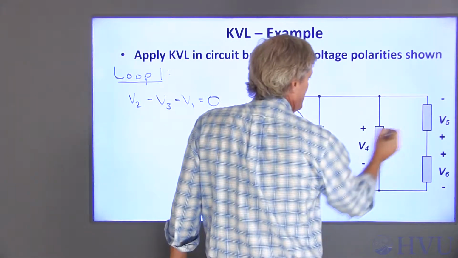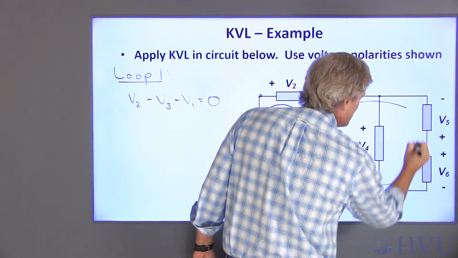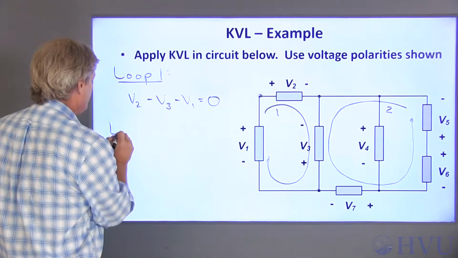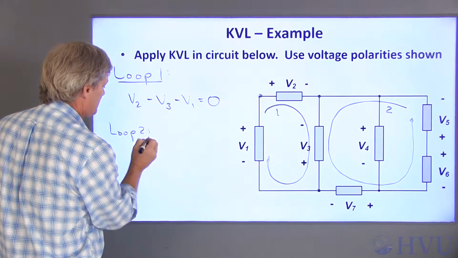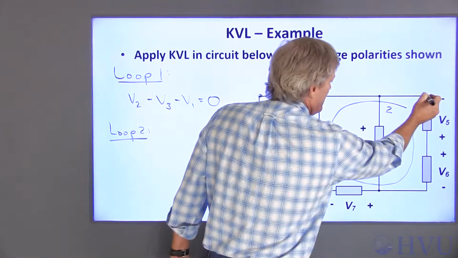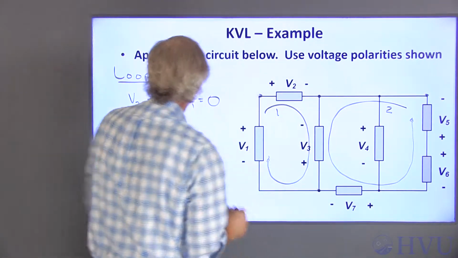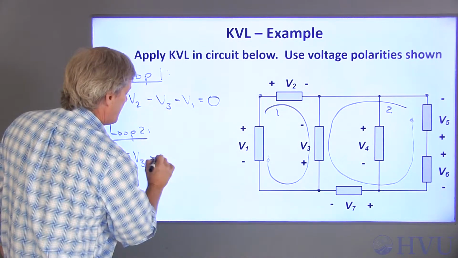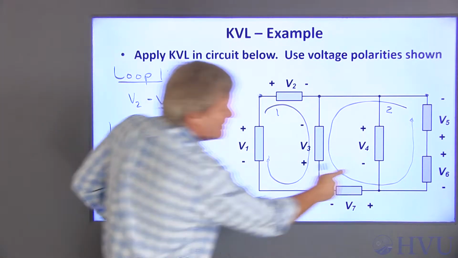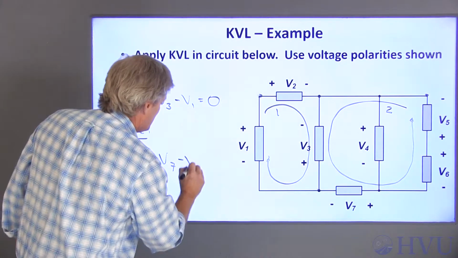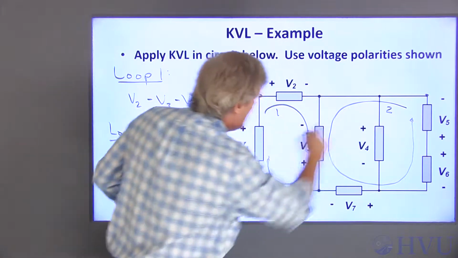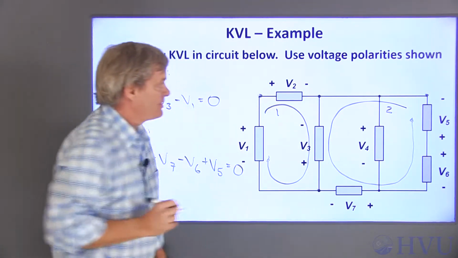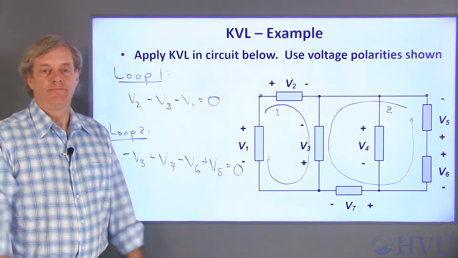Another loop might be over here. I'll go the opposite direction just for fun. The loop direction doesn't matter, so there's loop 2. Say I start up here. I'm going down here, I see the negative sign first on V3. I see the negative sign first on V7, so I'll subtract that. I see the negative sign first on V6, and I see the positive sign first on V5. That brings me back to my starting point, so those sum to zero.